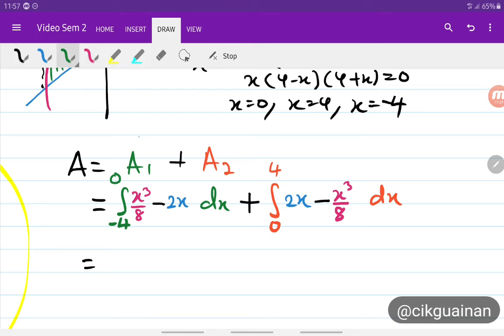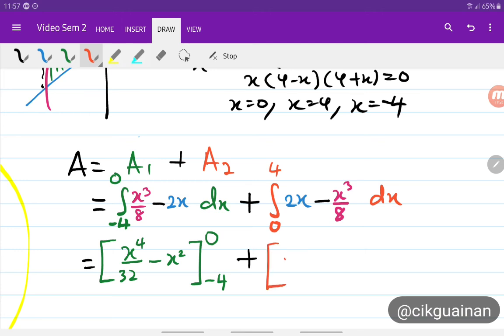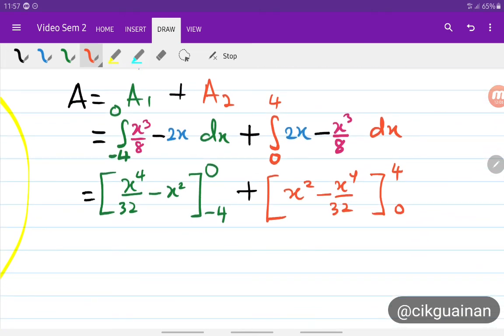That one I use green, everything. So x power 4 over 32, minus 2 over 3x, minus x squared, and then evaluate from 0 to minus 4. Plus the orange one, 2x, x squared minus x power 4 over 32, and then 4 to 0. I pause the video for a while to figure out the values with my calculator.